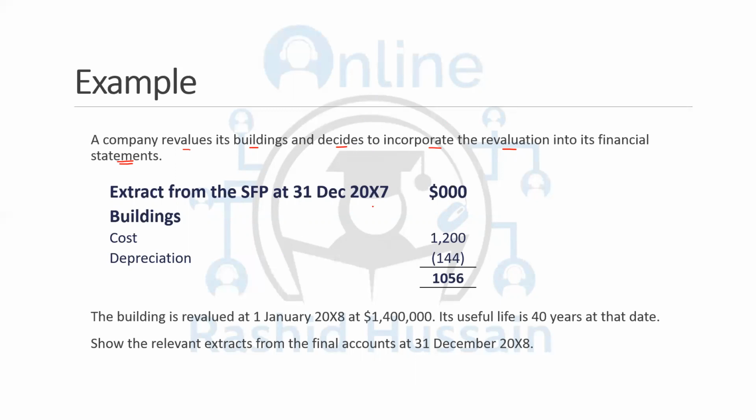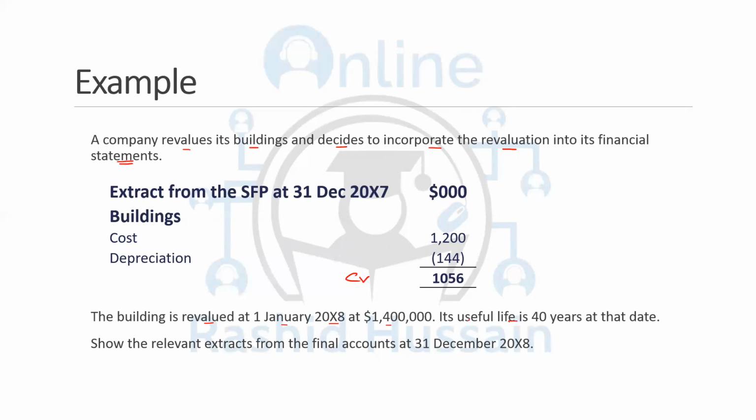Extract from the statement of financial position at 31st December. We have the building. The cost of the building is 1,200. We have the accumulated depreciation, 144. And the carrying value of the asset is 1056. The building is revalued at 1st January 20x8 at 1400, assuming in the 000. Its useful life is 40 years at that date.